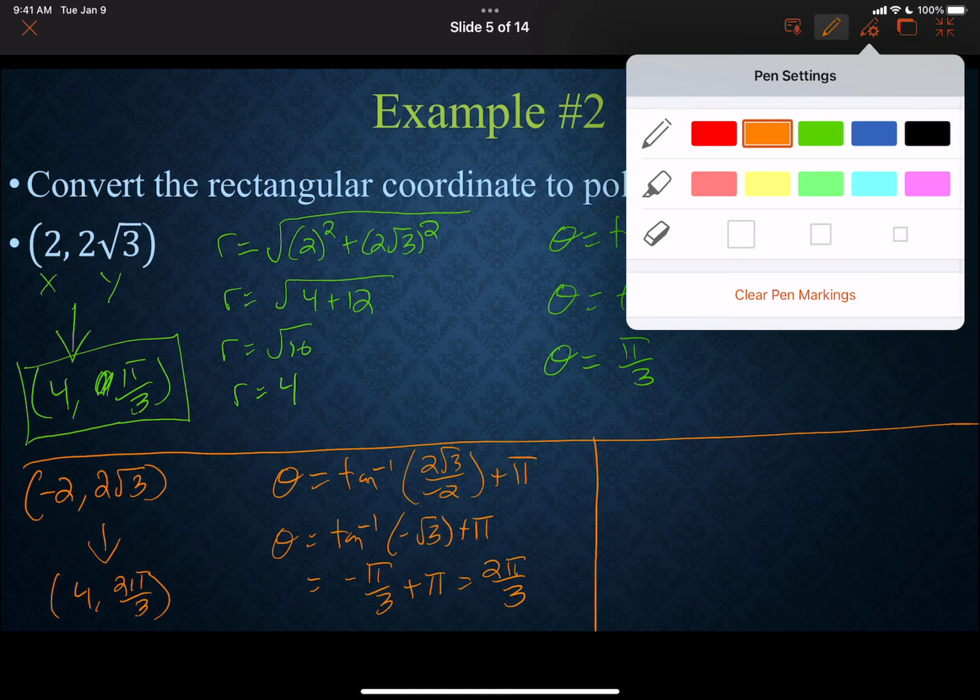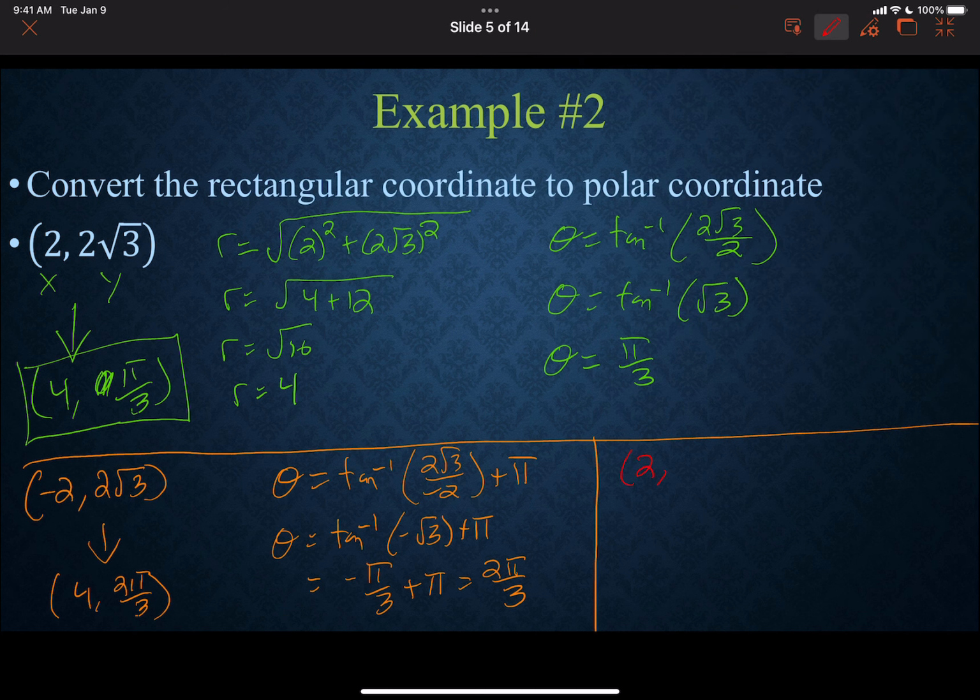And then if I was dealing with positive 2, negative 2 root 3, because x is positive, we're not going to add on pi. So this would be tangent inverse of negative 2 root 3 over 2, which is our tangent inverse of negative root 3, which is negative pi over 3. And we wouldn't have to add on pi to that because the x value is not negative. So this coordinate point would be 4 comma negative pi over 3. Or you might find sometimes the MCQ would show this as 4 comma 5 pi over 3 to account for a coterminal angle there.